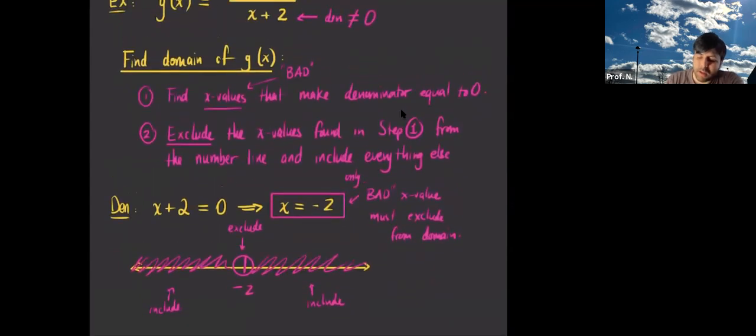So then what's going to be my final domain? I'm including everything to the left of -2. I'm including everything to the right of -2. I'm excluding -2. So therefore, my domain will be -infinity to -2 union -2 to infinity.